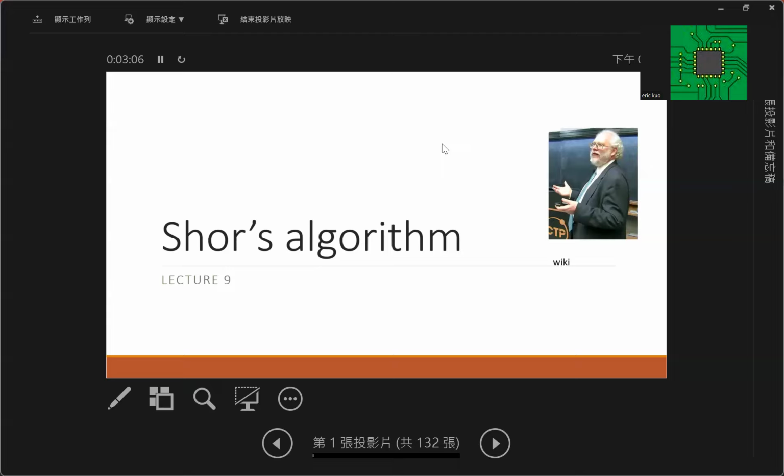And I think I proved in the previous week's lectures that the best classical algorithm takes about the square root of 2 to the n. So this is exponentially difficult.